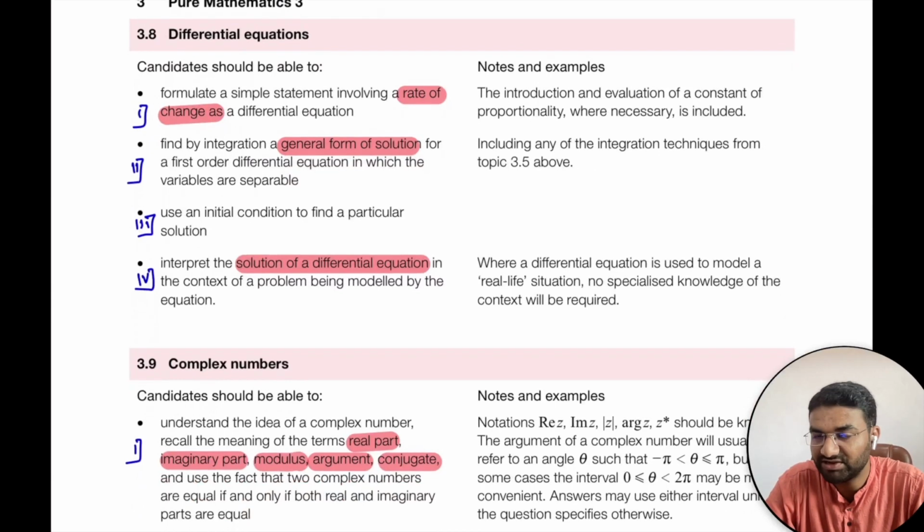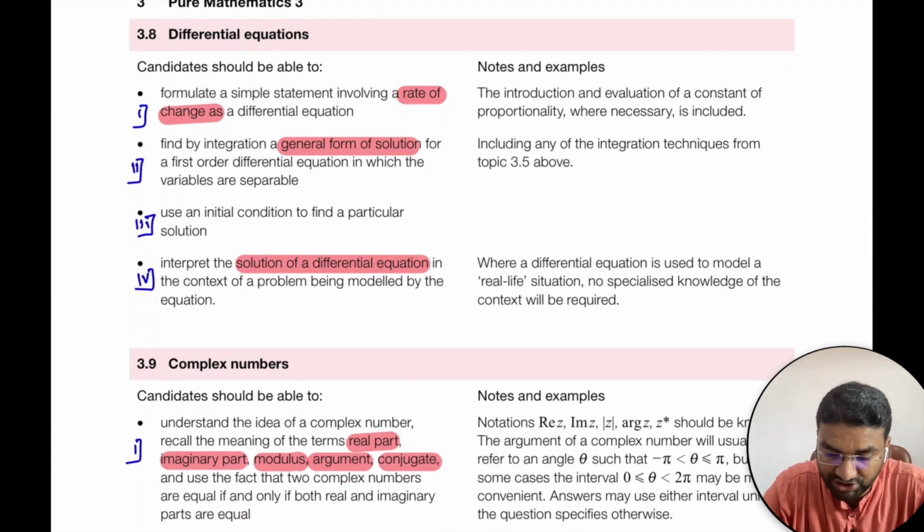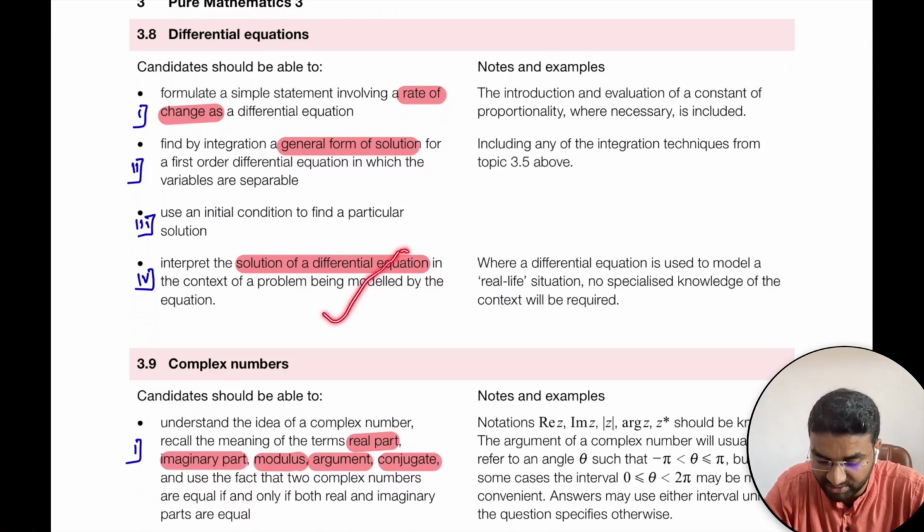Then differential equations, where we have to use integration. Here we have to analyze the whole given question, arrange the equation in the form of the general form of solution, and find the solution of the differential equation.